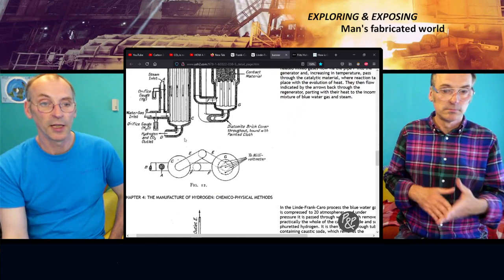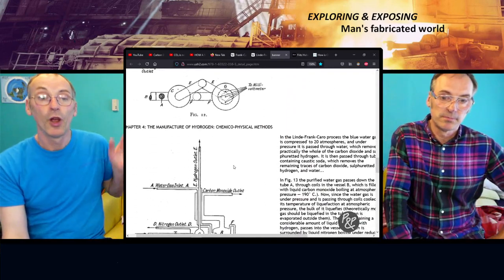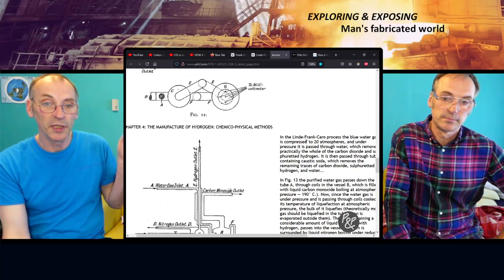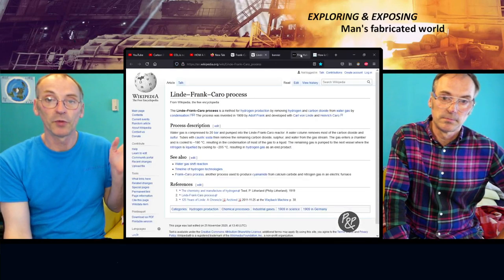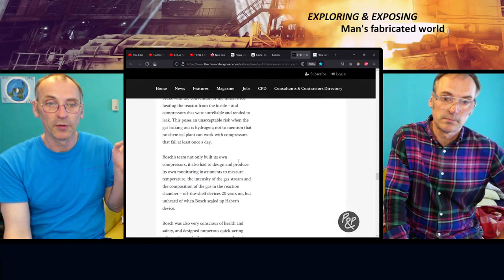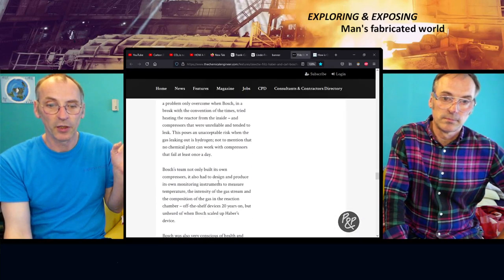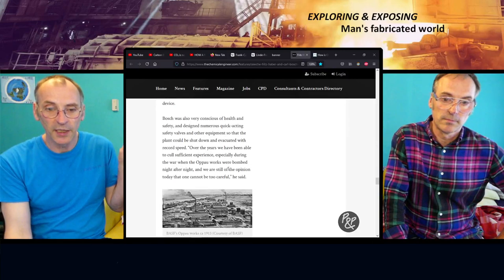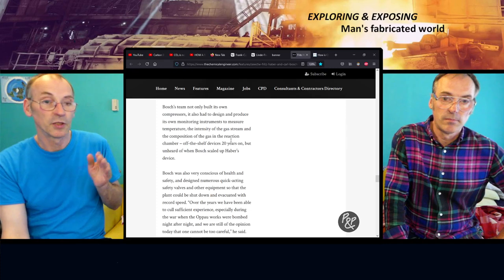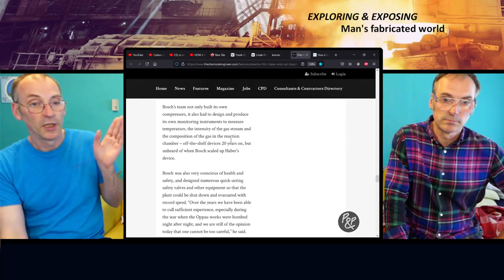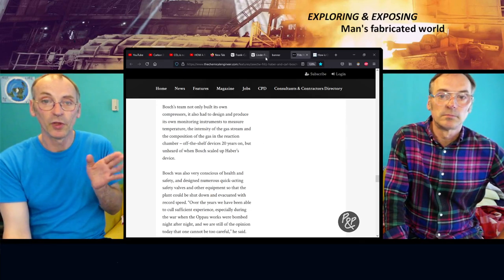They clean the outlet gas and strip it of its CO2 through this way, which is the Linde-Frank-Caro process, which was mentioned in this one here. This is what they did in order to produce hydrogen. Because they found a way to produce nitrogen, now they wanted to find a way to produce hydrogen.